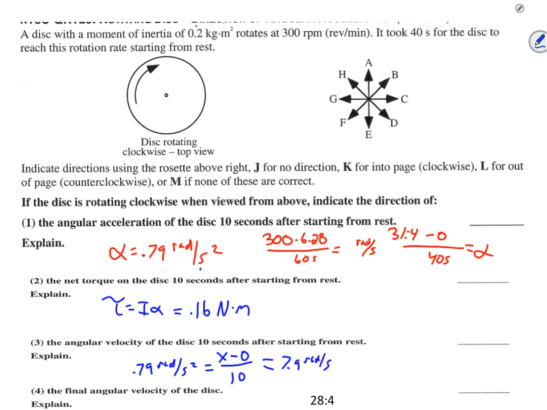And then we'll find the final angular velocity of the disk. We don't even need this. We can use this again. 0.79 equals x minus 0 over 40 seconds. So that would be 4 times bigger than this number. So it would be really close to 8 times 4. So really close to 32. Good. We tidied it all up.